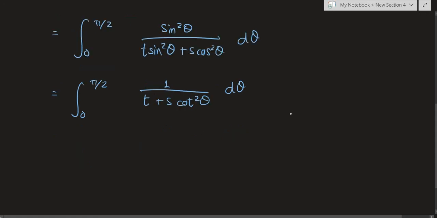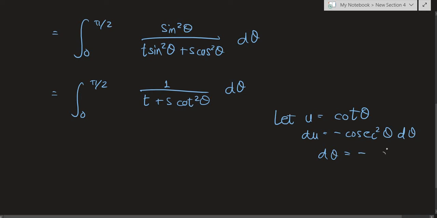And I would like to slightly change this expression, this integral, into a more convenient form to work with. So I would like to introduce a substitution. So let u equal to cotangent of theta, such that du is negative cosecant squared theta d theta. So d theta is negative du over cosecant squared theta.